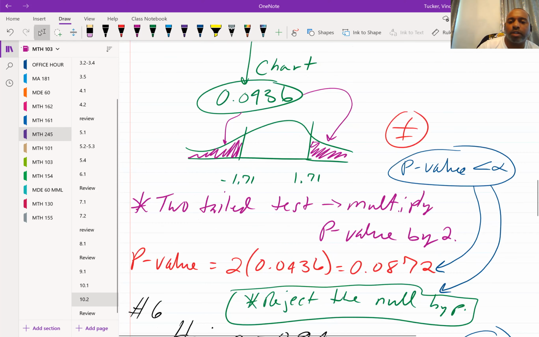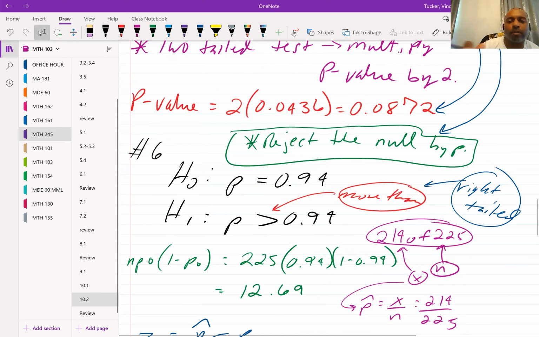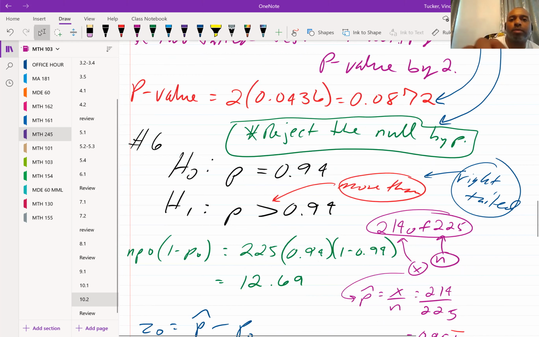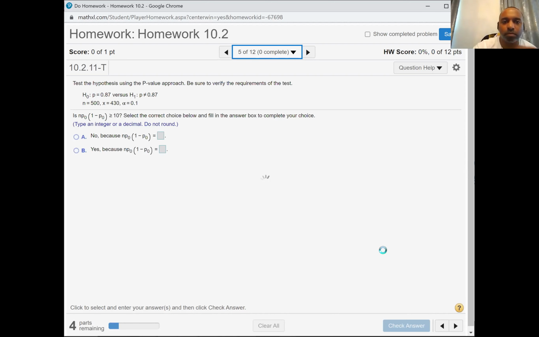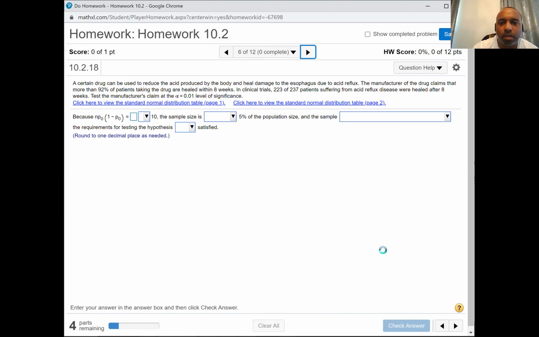Okay, so let's look at number 6. I got a lot of writing up there, but let's look at what number 6 asks of us. This one is actually a word problem, so let me go back to my stuff. This one I'm going to use the classical approach.